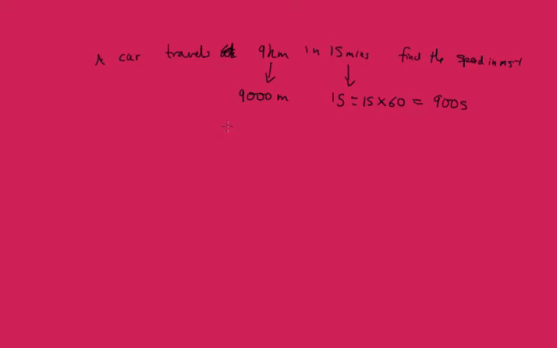And so we're now going to use our formula V equals S over T. The speed is 9,000 over 900, so the speed is going to be 10 meters per second. Let's do another one.